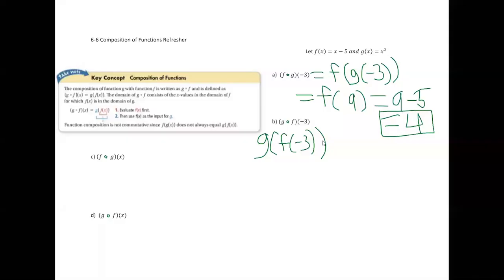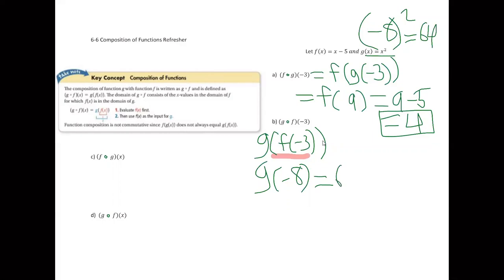All right, so if you gave this problem a try, if you figured out your inside part, f of negative 3, if you plug that into this f function, you would have negative 3 minus 5, that would be negative 8. So really you have g of negative 8. So then if you look at the g function, negative 8 squared, if you're putting it in a calculator, make sure you put those parentheses. But you would get positive 64, because negative 8 times negative 8 is positive 64.